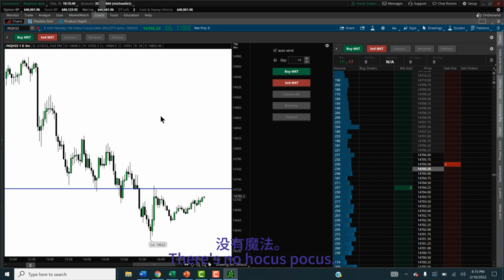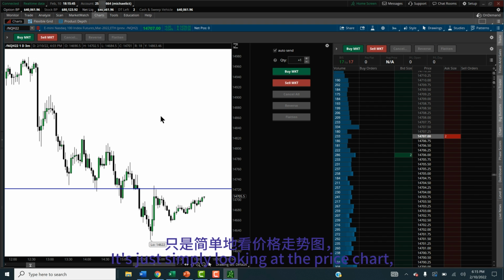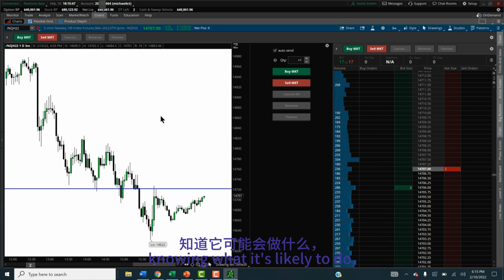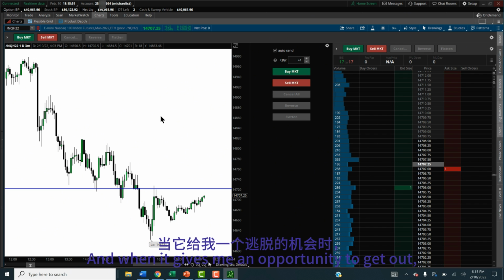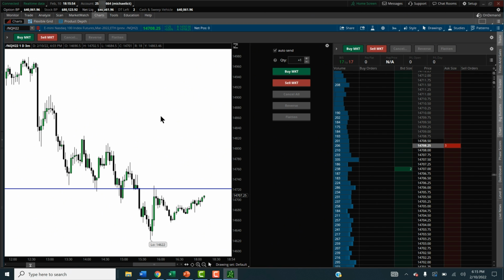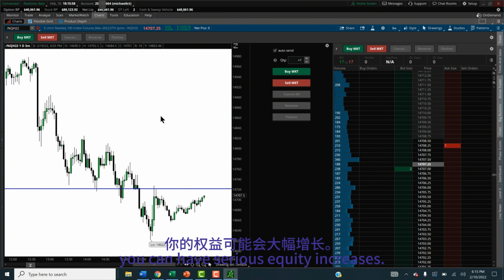There's no secret to it. Okay, there's no hocus pocus. There's no necessity for fraudulent things. Okay, it's just simply looking at the price chart, knowing what it's likely to do, waiting for the setup, and then going in and engaging. And when it gives me the opportunity to get out, I close it. And over time, doing lots of them over the course of a few days, you can have serious equity increases.